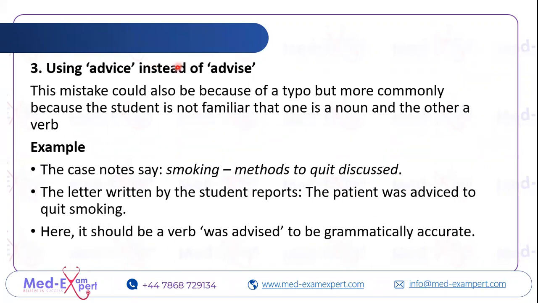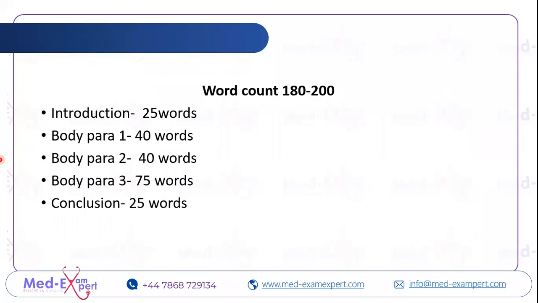Using advice instead of advised. So with S-E and C-E. The case notes say that the patient was counselled on methods to quit smoking. The patient was advised to quit smoking. So here you have to use advised, with an S-D. So these are the most common three mistakes which people usually make. I have mentioned it here.